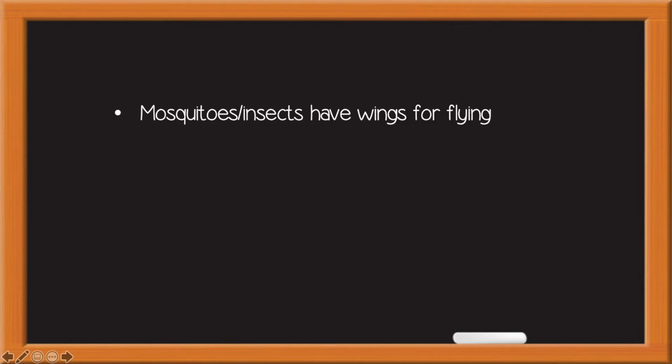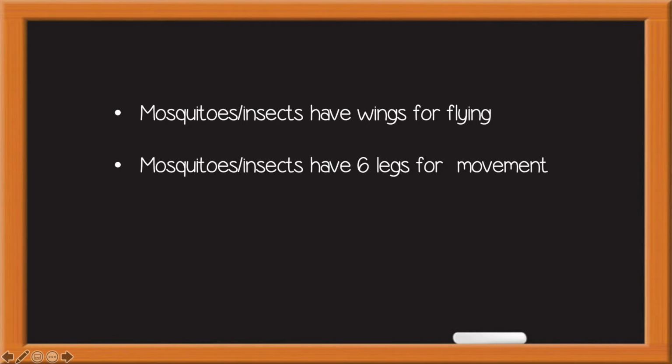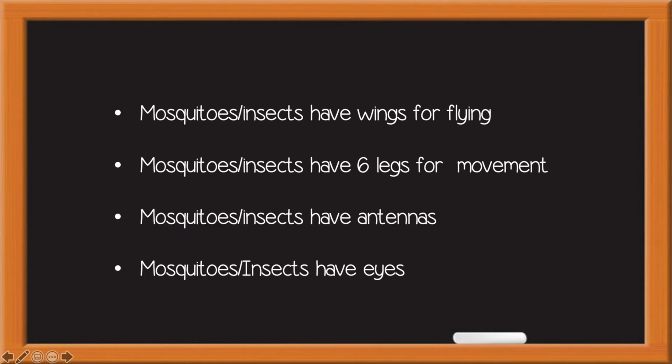That's correct. Mosquitoes and insects have wings, which they use for flying. They have legs, usually 6, which they use for movement. That's correct. They have antennas. And they have eyes. Great job, friends. So it looks like we already know some anatomical structures of mosquitoes.